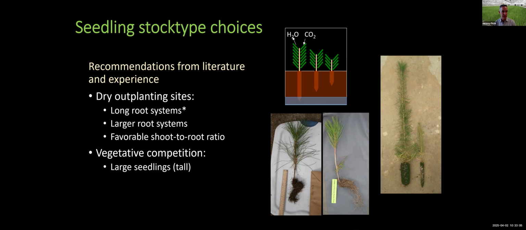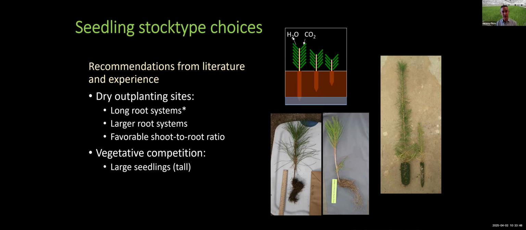Some other things that go along with this are larger root systems. We think of seedlings with larger root systems, they have more roots available to explore the surrounding soil around them. So they have the opportunity to grow roots into areas that have more moist soil or more available water. And then another thing for dry outplanting sites is favorable shoot to root ratios. We want to make sure that seedlings are balanced, again, like that establishment model graphic that I showed earlier. They're balanced in their ability to take up water and also be able to photosynthesize and then transpire without losing too much water at the same time.